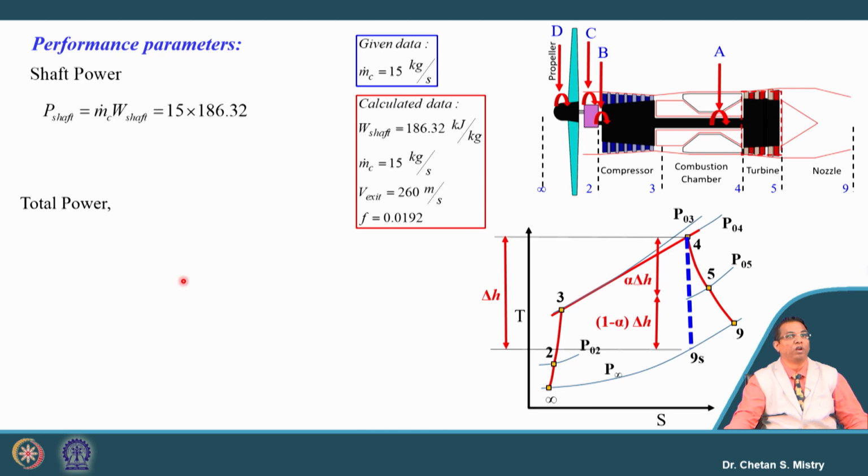Okay. Now let's try to calculate the power. We know this power is given by m dot into shaft work, and this is coming to be, say, 2794.87 kilowatt.